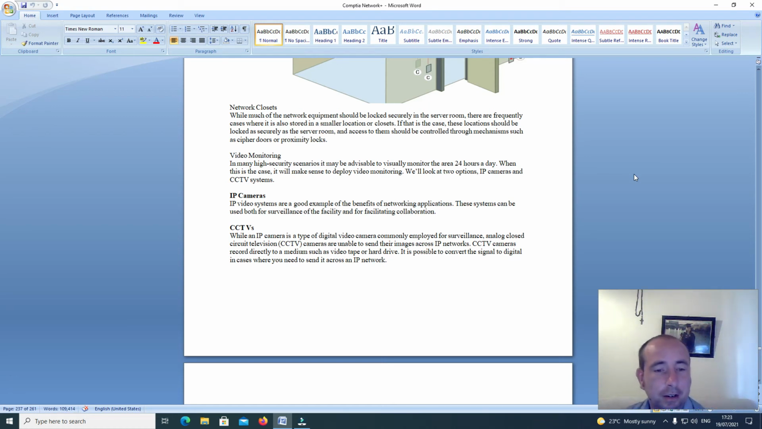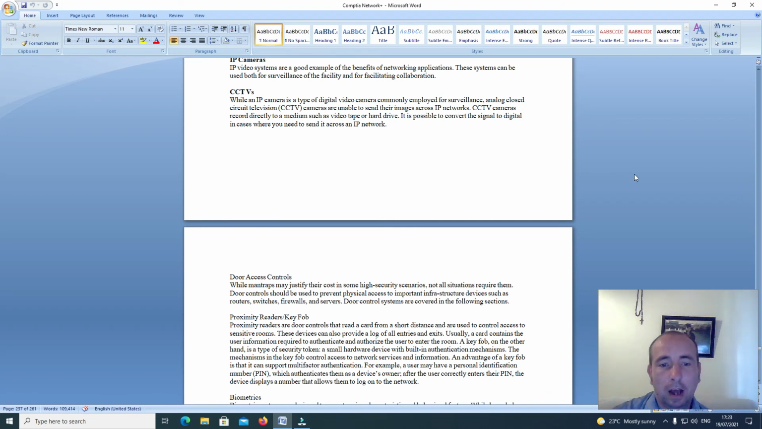Video monitoring. In many high security scenarios, it may be advisable to visually monitor the area 24 hours a day. When this is the case, it'll make sense to deploy video monitoring. We'll look at 2 options: IP cameras and CCTV systems. IP cameras. IP video systems are a good example of the benefits of networking applications. These systems can be used for both surveillance of the facility and for facilitating collaboration.